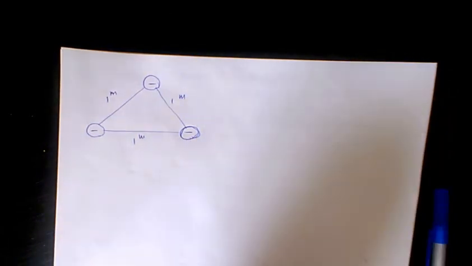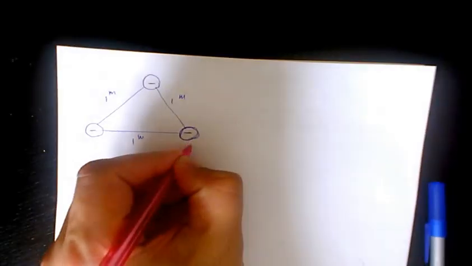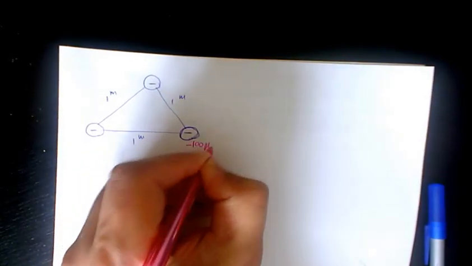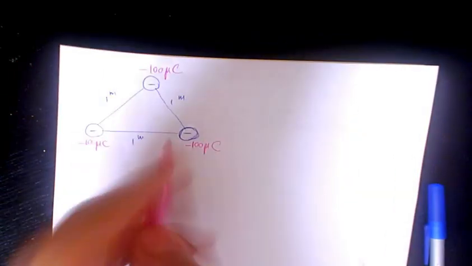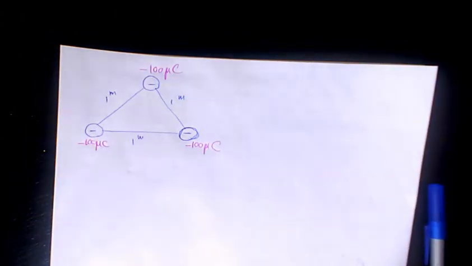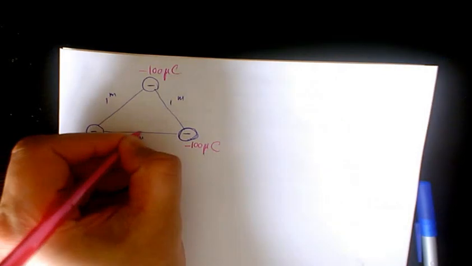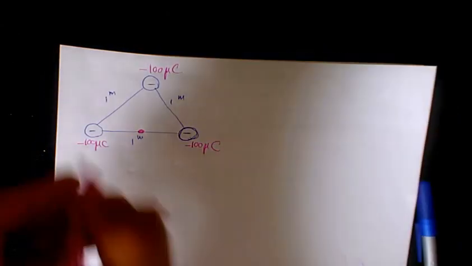In this example, we have 3 negative charges, and each of them is negative 100 microcoulomb. And we've placed them in a triangular arrangement. I want to show you how to find the electric field at this point. I'm going to call them Q1, Q2, and Q3.